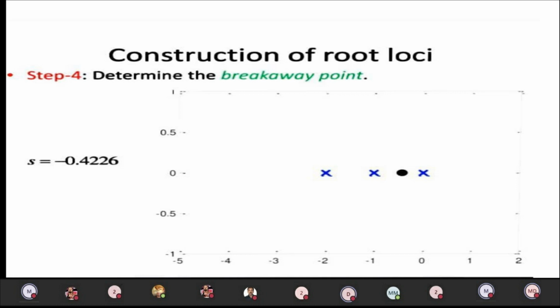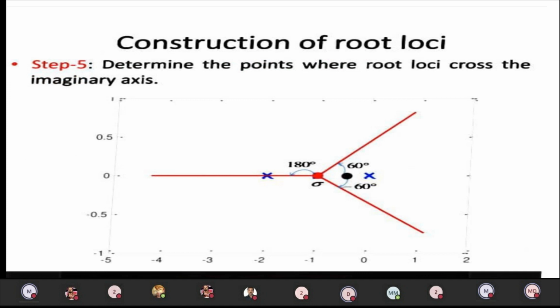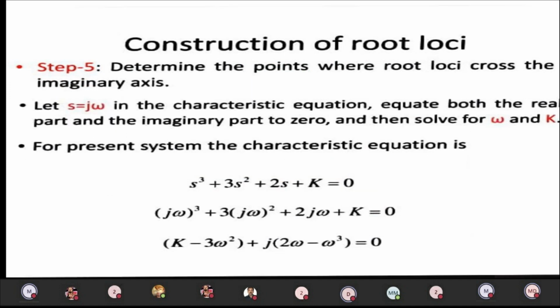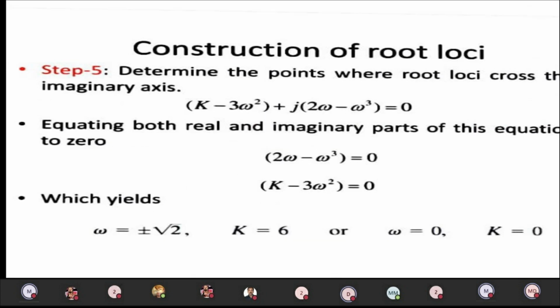Okay, so in order to determine that, you have to take the characteristic equation again, replace s with j omega, and separate the real part and imaginary part. Okay, equate the imaginary part to 0 and you will get the omega value. Then substitute that omega value into the real equation, and you will get the k value. If that k value is positive and real, then the root locus will be stable. If the k value is not positive, then the root locus is said to be unstable.